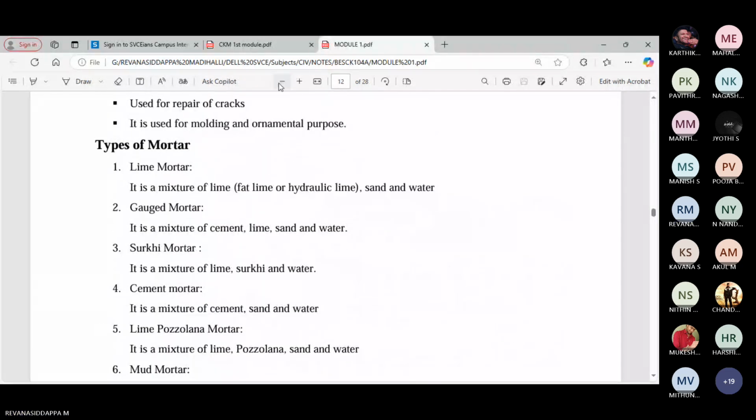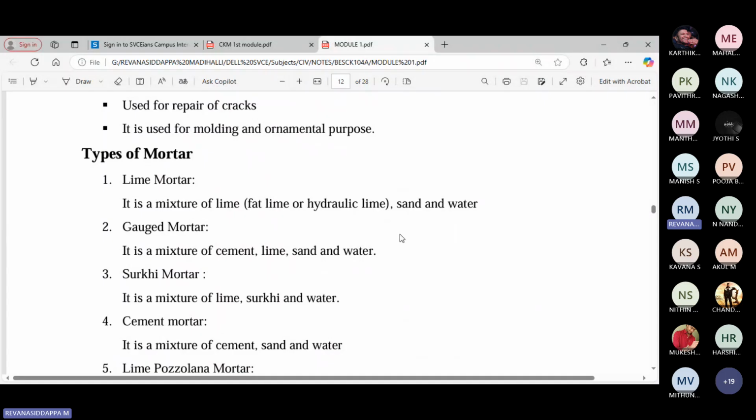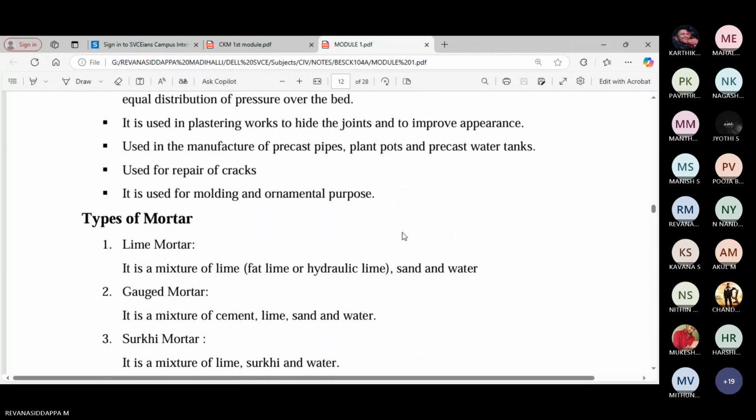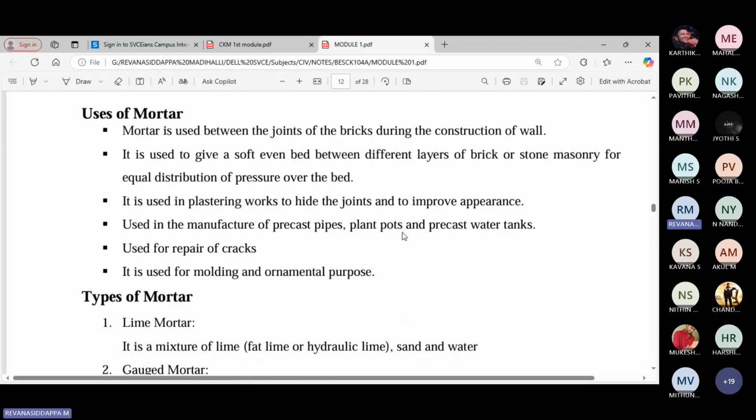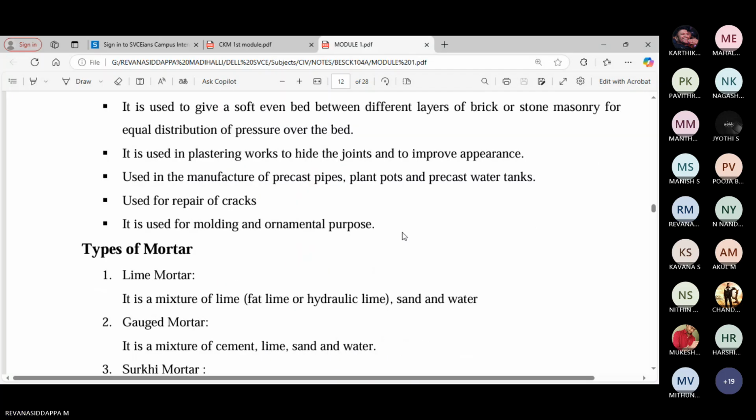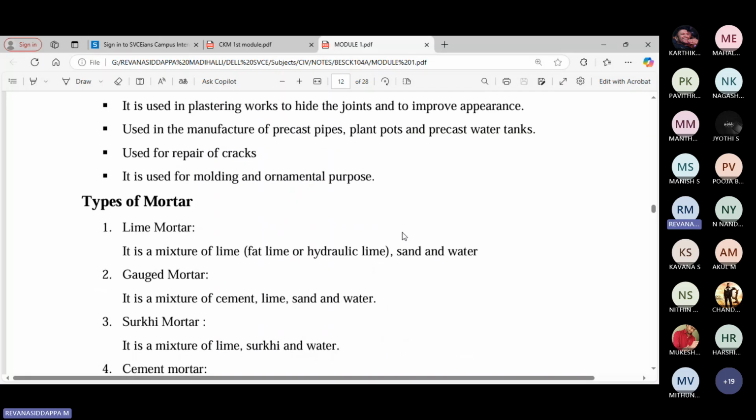All of you, please note down the important points. I hope everyone is sitting with your notes. Note the key points. I may check your notes in the next offline class.